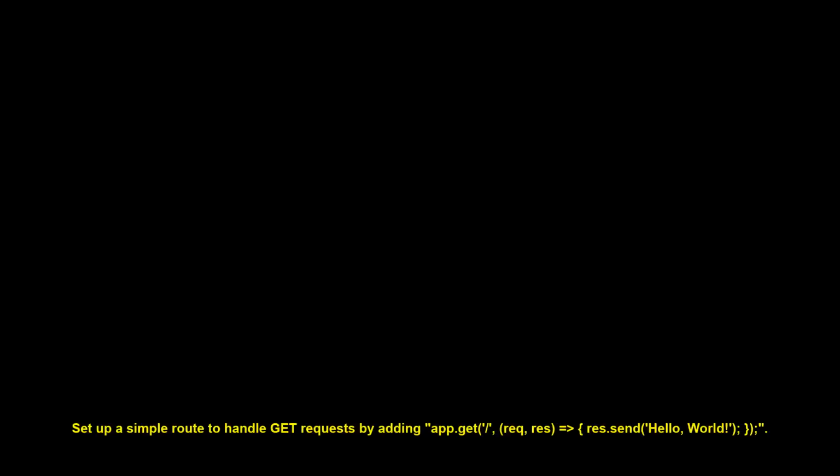Set up a simple route to handle GET requests by adding app.get('/', (req, res) => res.send('Hello World')). Next, make your app listen on a specific port by adding app.listen(3000, () => console.log('Server is running on port 3000')). Save the changes to app.js.